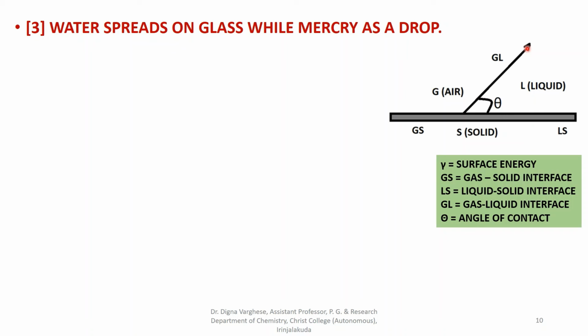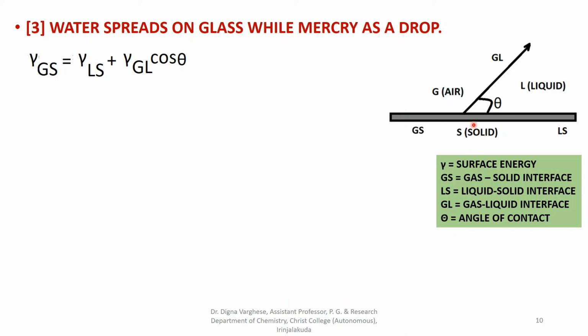At equilibrium, the forces acting at the interfaces must balance. If gamma is the surface tension of the liquid, then gamma GS is equal to gamma LS plus gamma GL cos theta. That will be the condition at equilibrium. The angle of contact theta depends on the values of gamma GS and gamma LS.